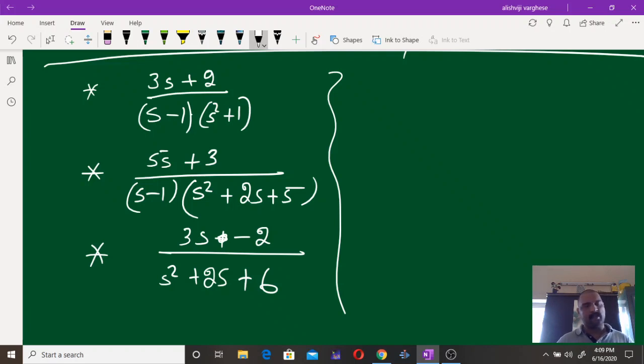And in our next class, we will continue with a few more methods by which we can find the inverse Laplace transforms of expressions. So for the time being, we stop here.